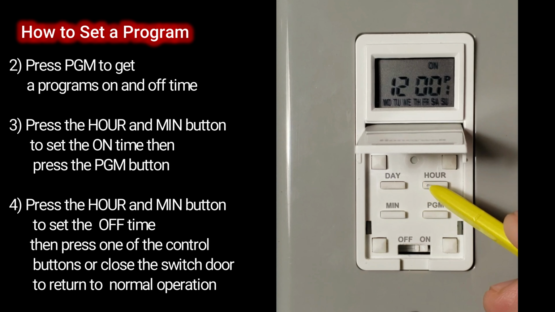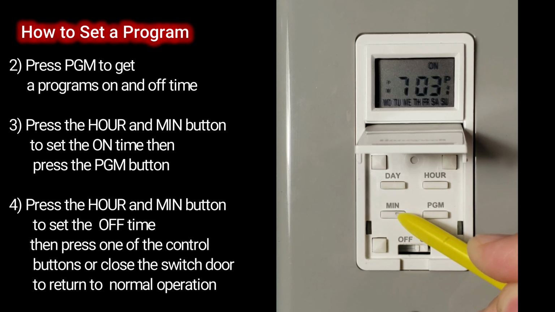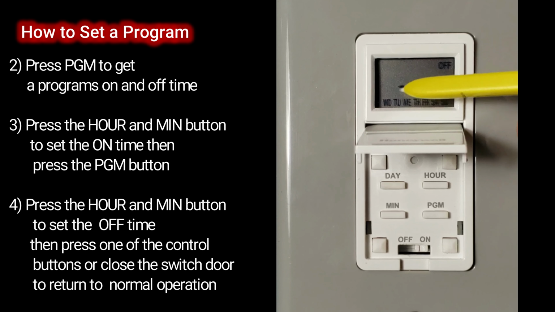Now I'm gonna set the on time. I want it to come on, so I set my hour to my on time. I want this to come on at 7:30. That's our on time. Then program. Now, this is the off time, program one.